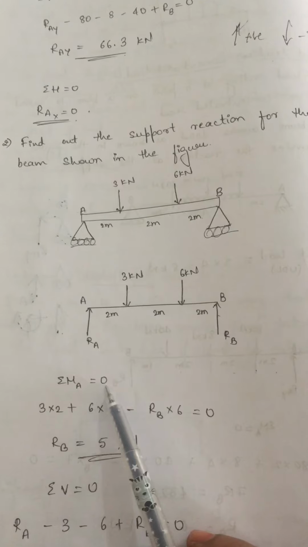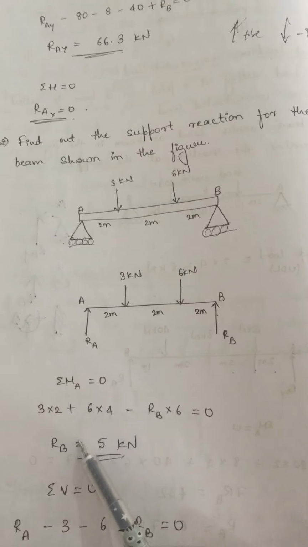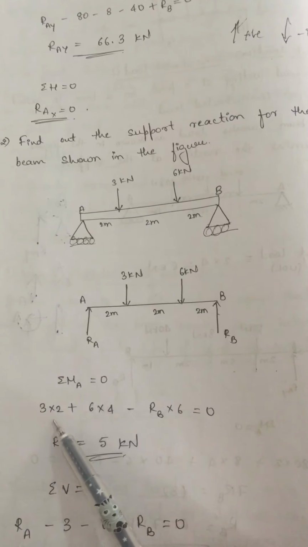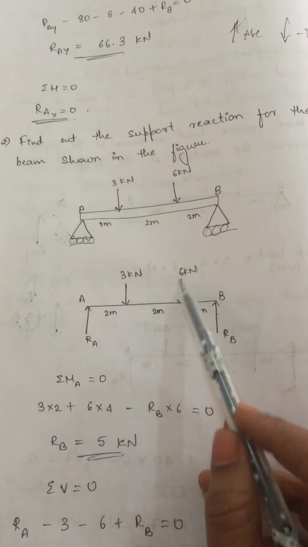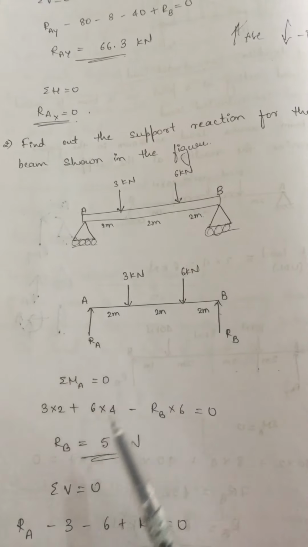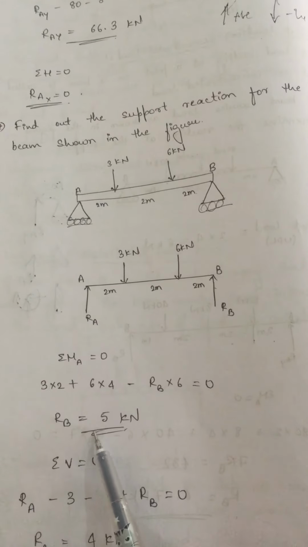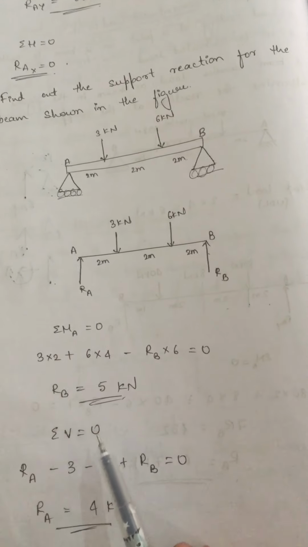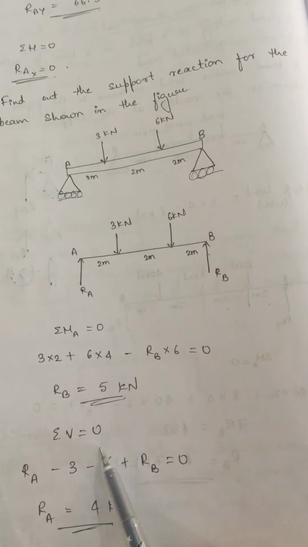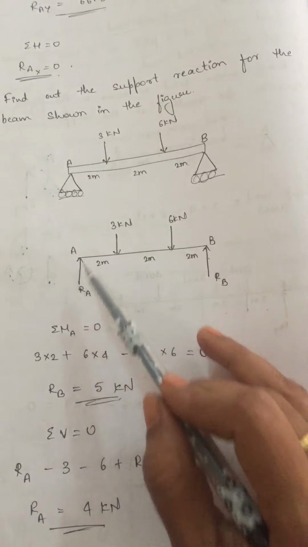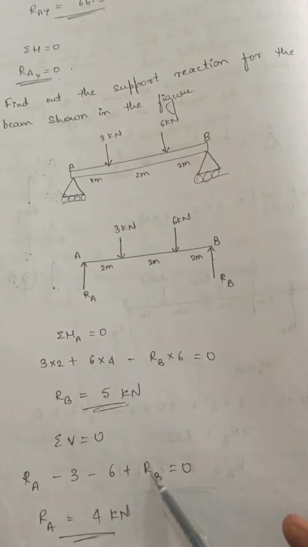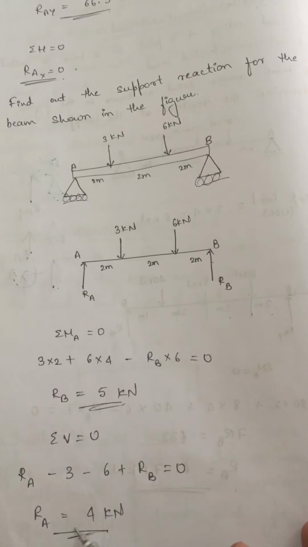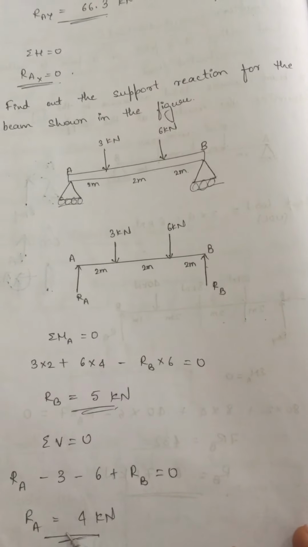Moment about the point A is equal to 0. If you take the moment about the point A, this is acting in clockwise direction, and this is also clockwise, and this is acting in anti-clockwise. If you simplify this, you will get the value of RB. Next equilibrium condition, summation of V is equal to 0. RA is acting upward, RA minus 3 minus 6 plus RB. There you will get the value of RA.